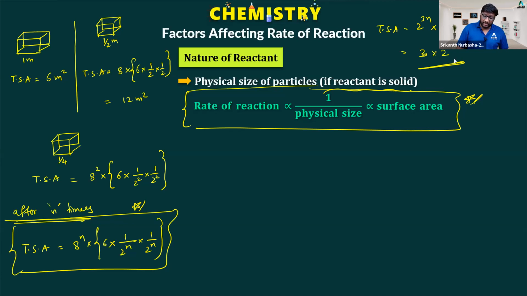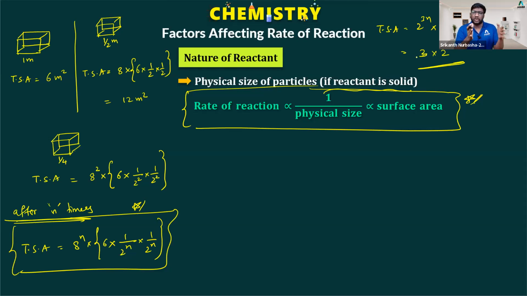So if n is 10 times, imagine 3 into 2 power 10 plus 1. If n is 100 times, 3 into 2 power 100 plus 1, 2 power 101. You can imagine how high it is. So with cutting a cube into half and half and half and half, and if you try to repeat this procedure up to 100 times, you are getting an extremely high surface area. If you make it a powder, just imagine how much the surface area will be.